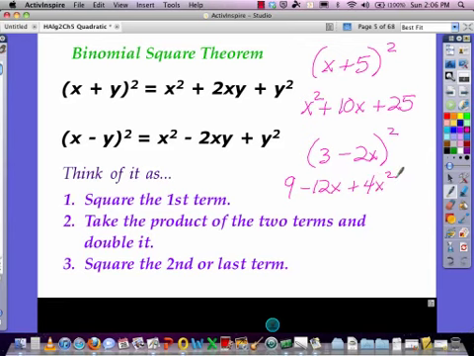You don't like it in standard form? Then rewrite it. Final answer, 4x squared minus 12x plus 9. So 3 steps, no rewriting unless it's out of order. Binomial square theorem.